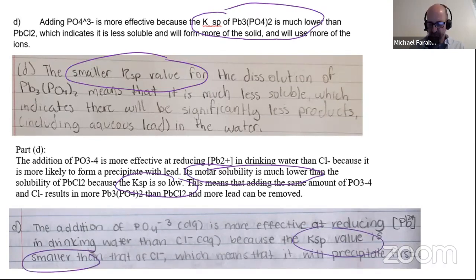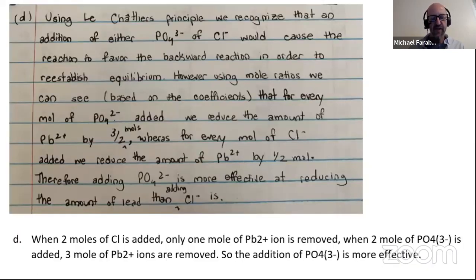Okay. And then here we have some answers focusing on the stoichiometry and the mole ratio. So we're looking at the fact that for every 1 mole of phosphate, we reduce the lead by 3/2. Whereas for every 1 mole of chloride, we reduce the amount of lead by 1/2. So again, focusing on the ratio. Here, this person says when 2 moles of chloride is added, only 1 mole of lead is removed, whereas when 2 moles of phosphate are added, 3 moles. Okay, so it looks great.